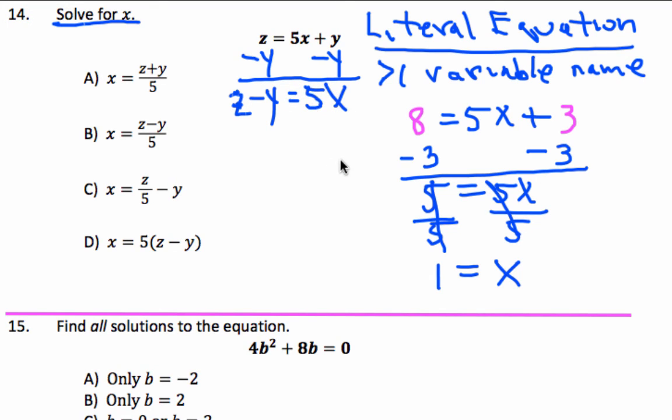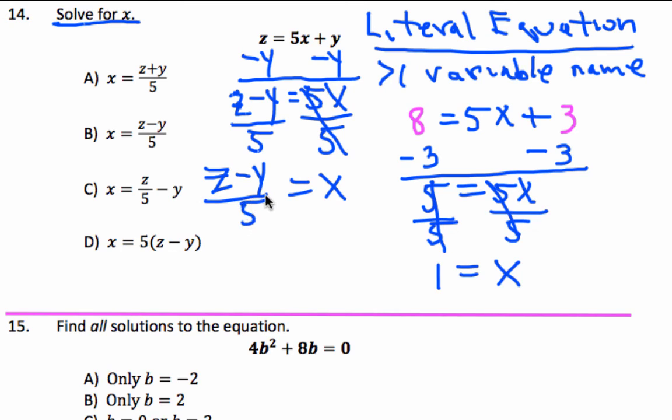The next thing we did in our example was to divide both sides by 5. So let's do that. We'll divide both sides by 5 to isolate the x. And now the x is isolated. The 5's cancel, you'll have x. On the left side, you're going to get z minus y divided by 5. And if you look at the answers, they have x listed first, but that's fine. So where do we have x equal z minus y over 5? Choice B. So that will be the answer.